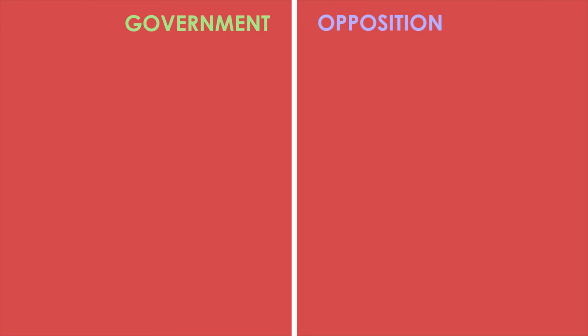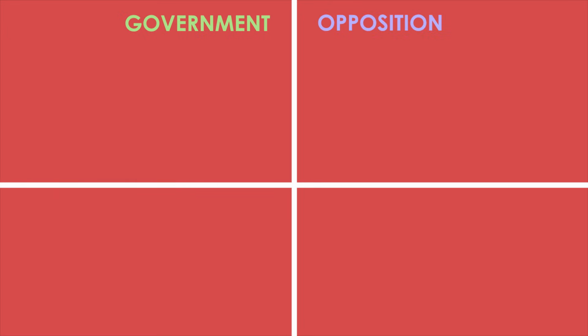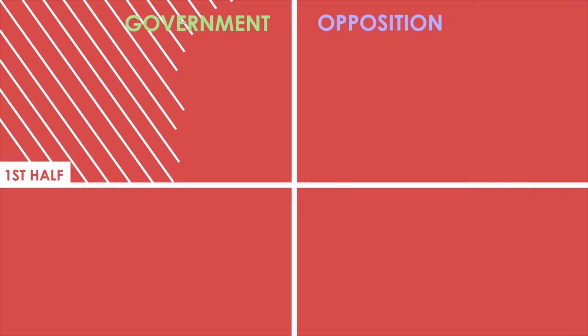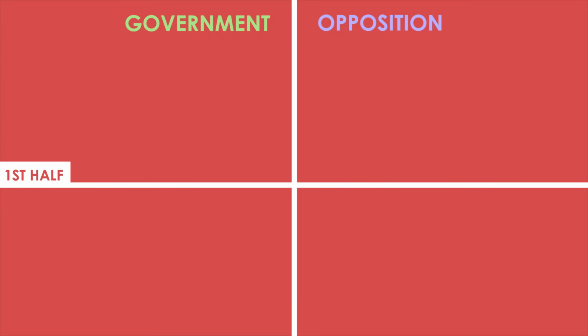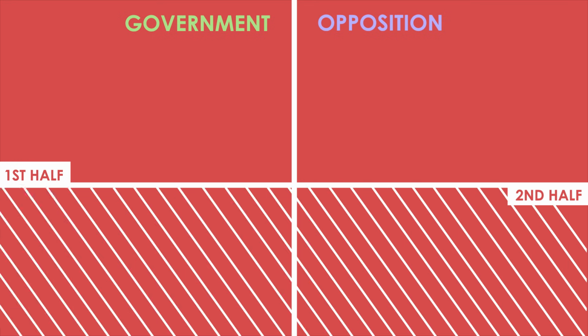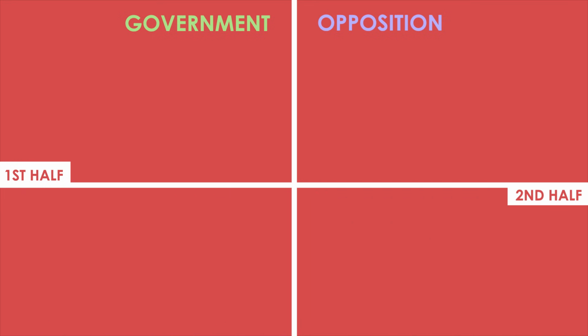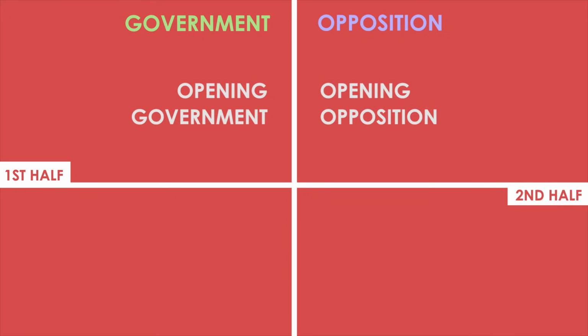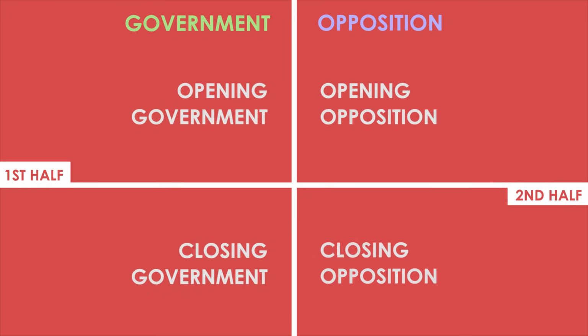In BP debate, your team is assigned to one of 4 positions. As mentioned before, you will either be on the government or the opposition side, but you will also be further assigned a position on the first half of the debate or on the second half of the debate. Each of the quadrants also has a name. This is the opening government, the opening opposition, the closing government, and the closing opposition.